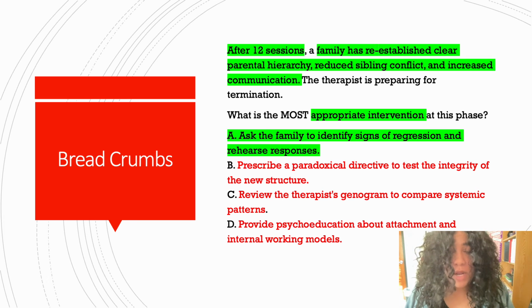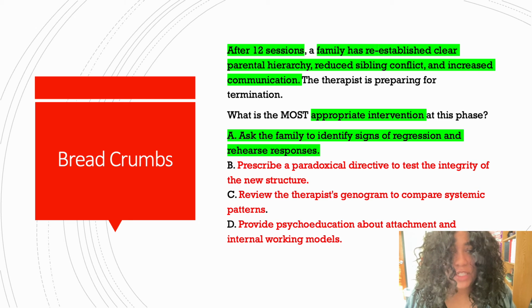B says prescribe a paradoxical directive. You know that's strategic, so that answer is automatically going to be out. C says review the therapist's genogram. You know that's your intergenerational models. And furthermore, a genogram is done when? In the earlier phases of therapy. This question is asking you for a termination, right? What are you going to do when it's time to terminate? C is Bowen, earlier phase.